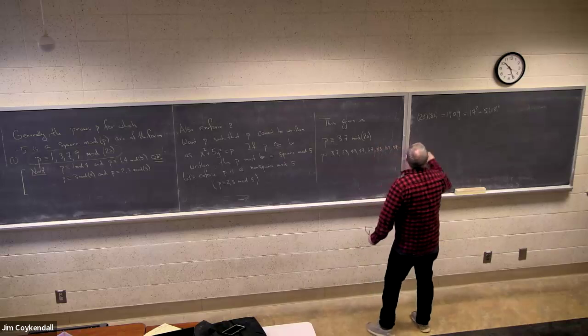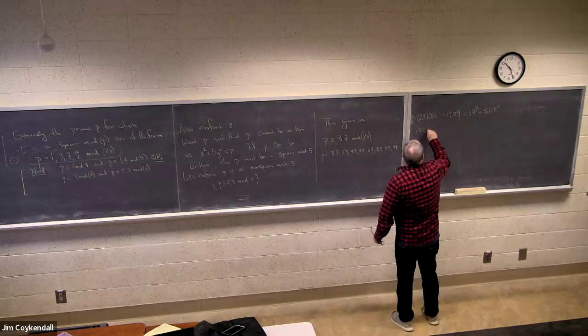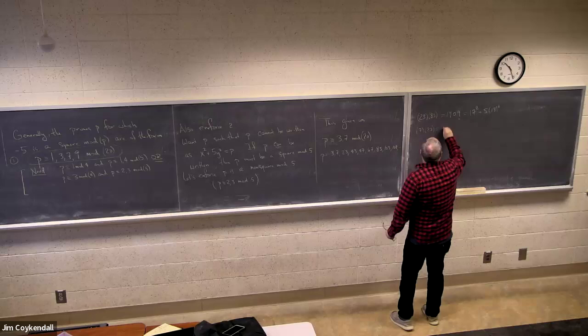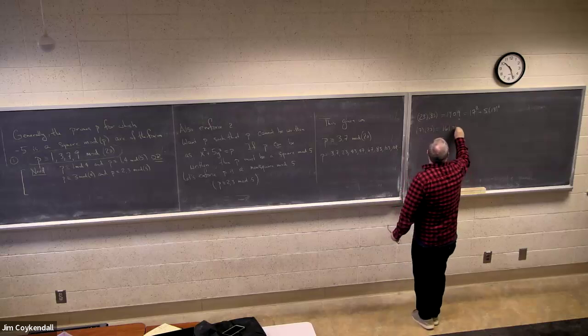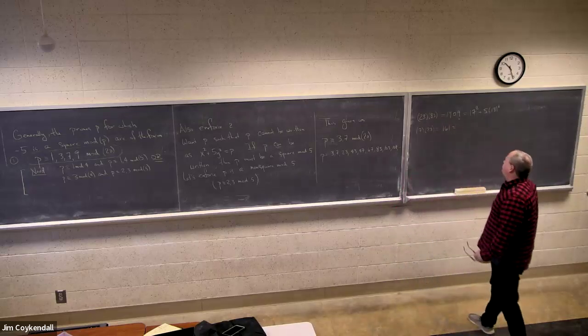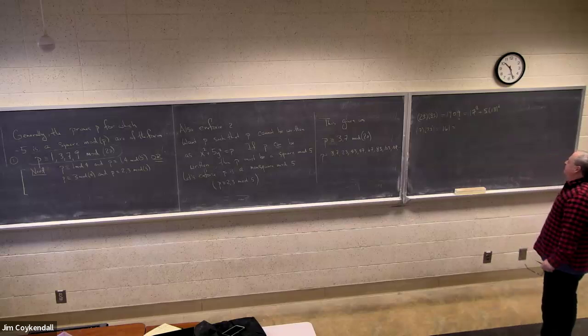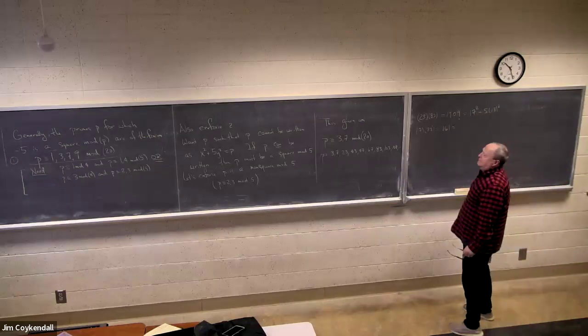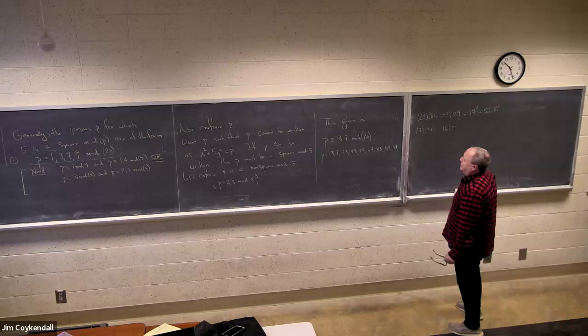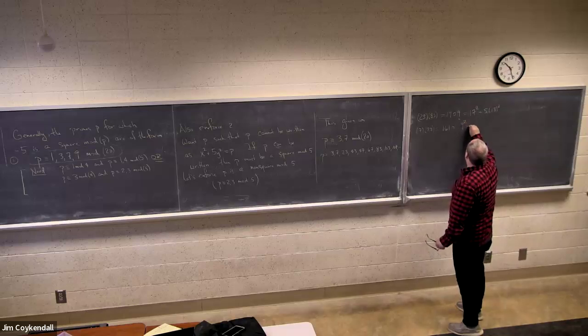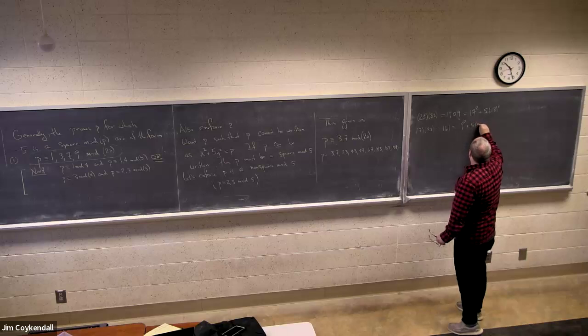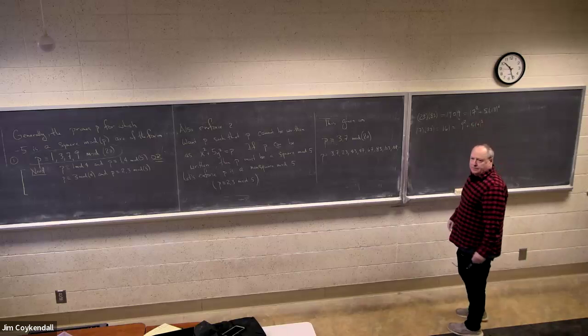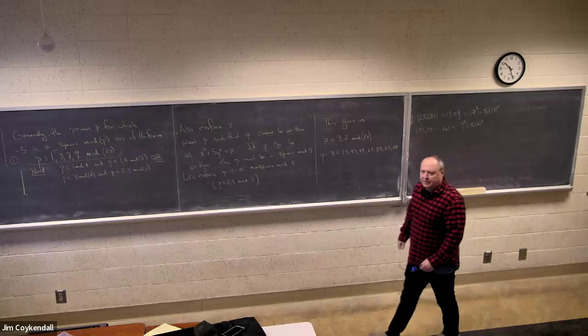Take 7 times 23. This is 161. This is 5 times 16 plus 81. So this is 9 squared plus 5 times 4 squared. This always works.